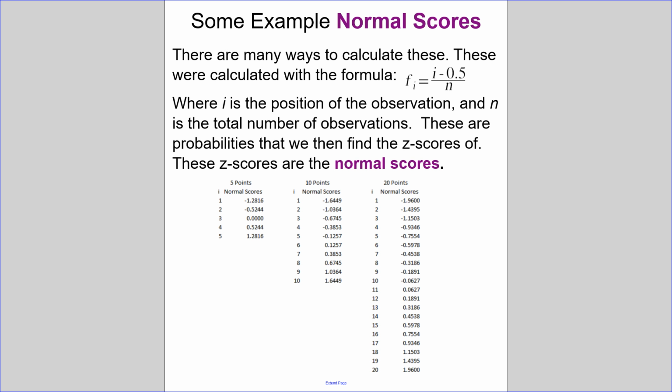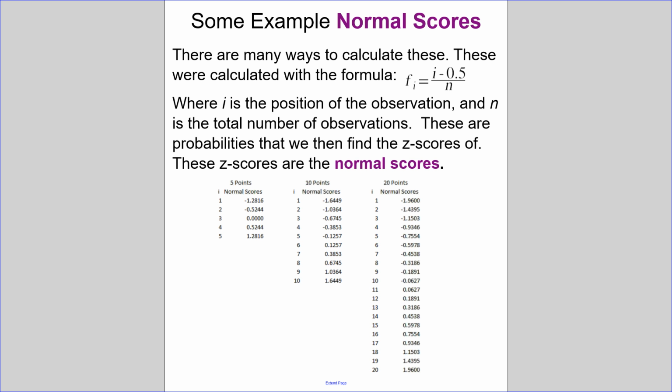So, some example normal scores. There are many ways to calculate these, and these are calculated with the formula f sub i equals (i minus 0.5) divided by n, where i is the position of the observation and n is the total number of observations. These are probabilities that we then find the z-scores of. Now these z-scores are the normal scores.